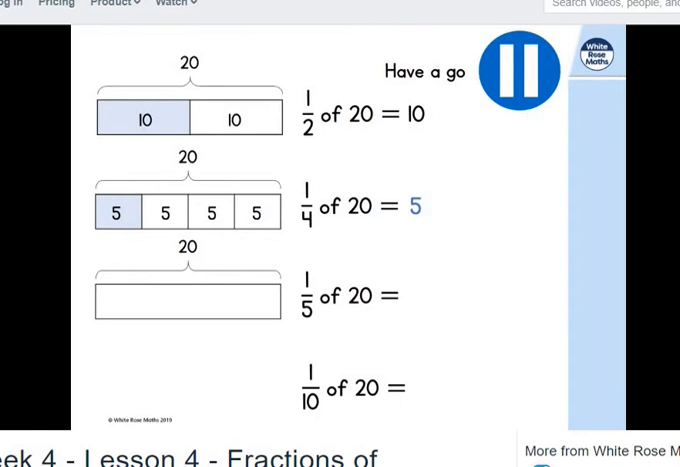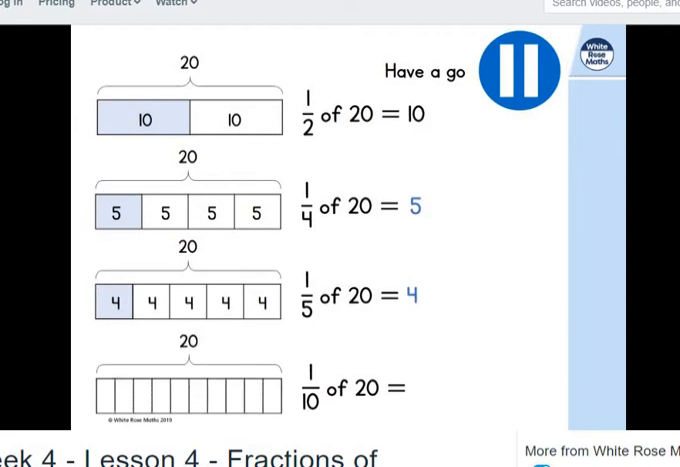Same whole, but this time 5 equal parts. 20 into 5 equal parts would be 4, and we want one of those 5 equal parts, which is 4. And again, from the last one, 10 equal parts, so each part is worth 2. One of those parts is what we're interested in, 1/10.